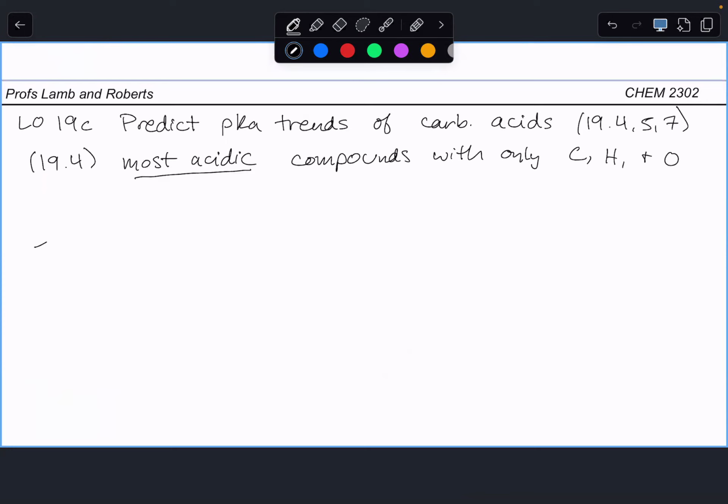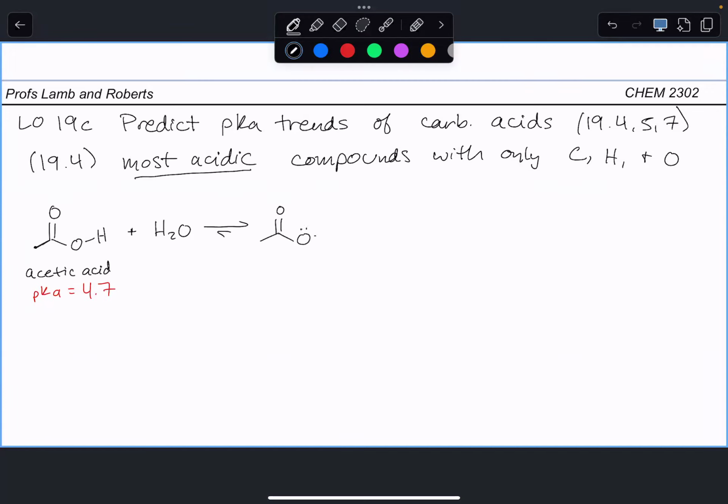So let's look at an example. So now we'll look at acetic acid. So now if we have a methyl group here, right? So instead of a hydrogen, we have a methyl, that's called acetic acid. This has a pKa of 4.7. So we mix this with water. We're going to deprotonate, and form H3O+.